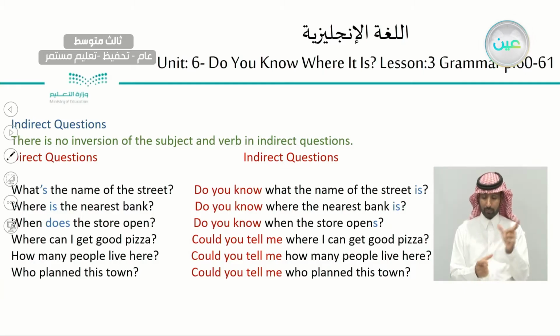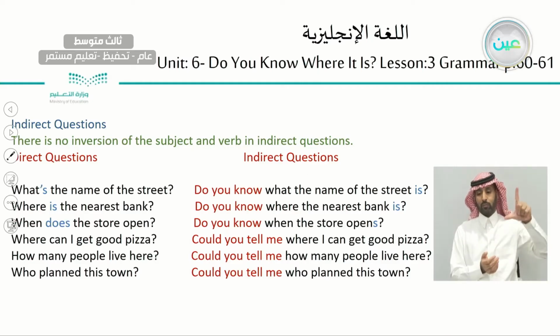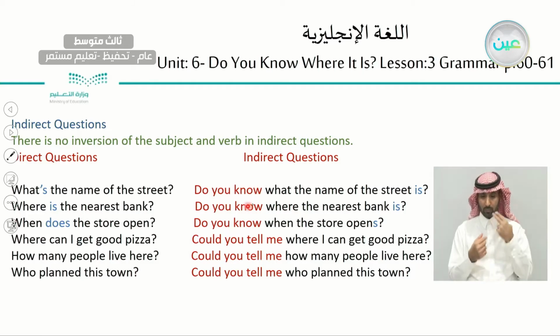With the direct question, we have the WH word, and we have the helping verb here, okay? And here, with the indirect, we start either with do you know or could you tell me? Then we write down the statement. Do we write it down the same? No. We move the helping verb is to the end, like here. What's the name of this? Do you know what the name of the street is? Do you know where the nearest bank is?